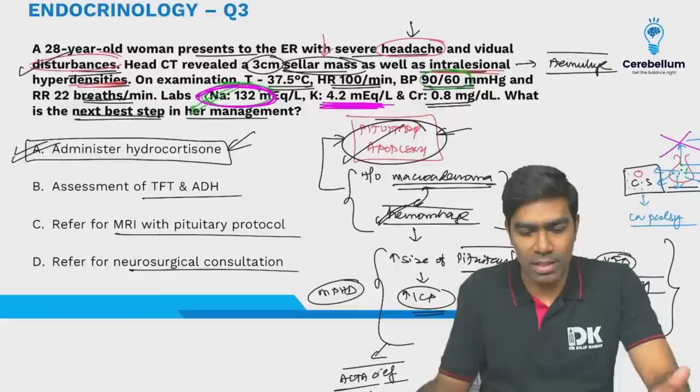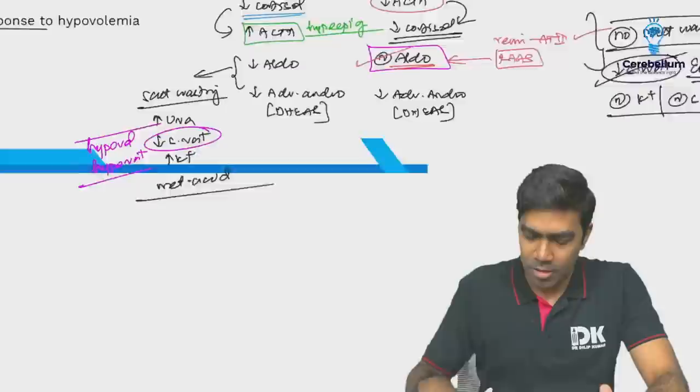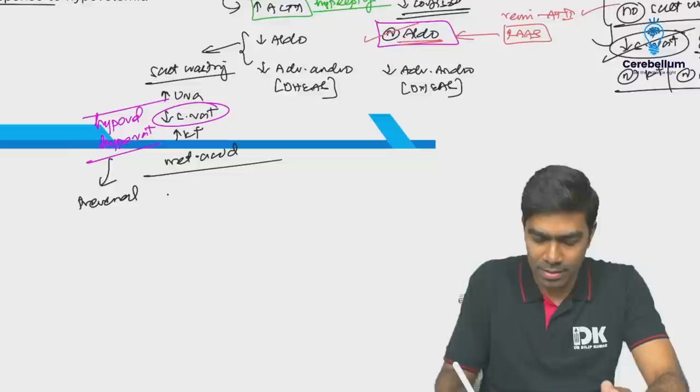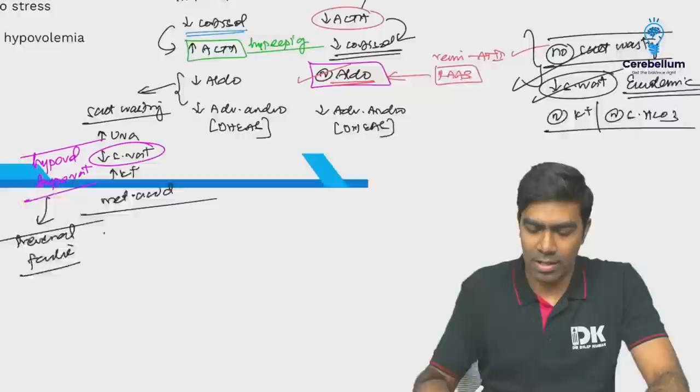Why is this point important? Because of hypovolemia, many times patients will have pre-renal failure. Because of hypovolemia, patients can have pre-renal failure. Creatinine may be high. But usually that will not be the case in secondary adrenal insufficiency. So you won't get all these things. That's the idea. So what is the treatment?